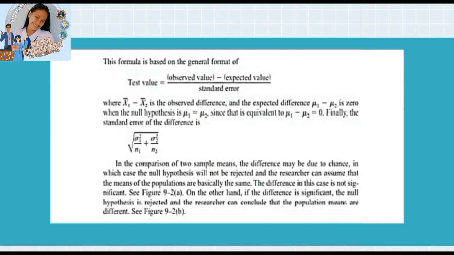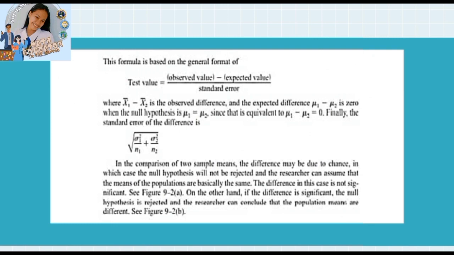When the null hypothesis is that the first population mean is equal to the second population mean, since that is equivalent to the first population mean minus the second population mean being equal to 0. Finally, we will derive the standard error of the difference, which is shown in the formula below.